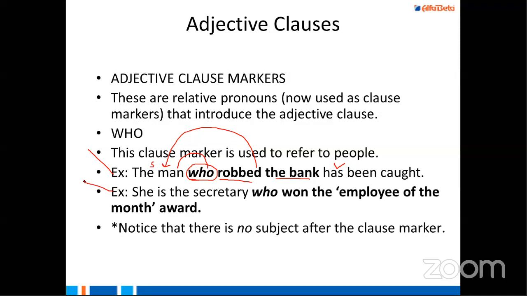In the second example, what you're seeing is S, V, O, and then an adjective clause describing the O. The O, secretary, is a person, so who has been chosen? Who is followed by verb and object.